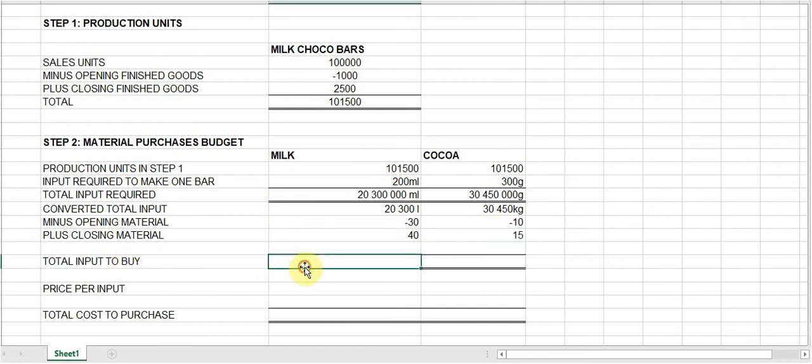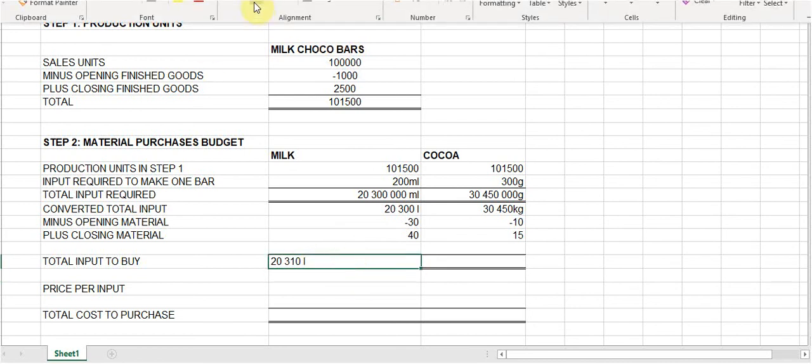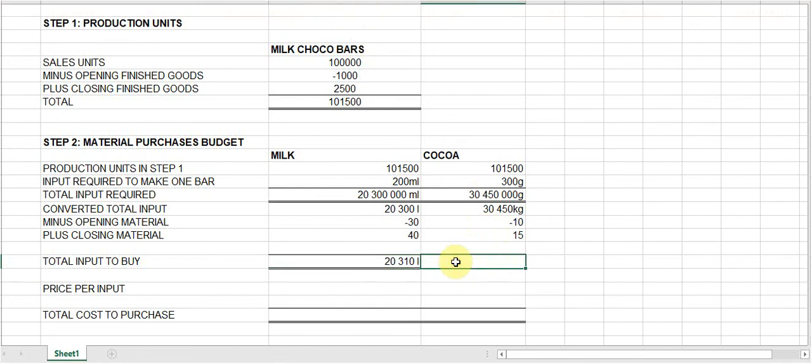We need to calculate the total input to buy. So how do I get to the total input that I have to buy? So that's the total liters of milk to buy and the total kilograms of cacao to buy. So I'm going to take the 20,300, which is the converted input. I'm going to minus the 30 opening stock. I'm going to add the 40 closing stock. And I need to buy 20,310 liters of milk. I'm just retyping it in the metric so that you can follow my explanation.